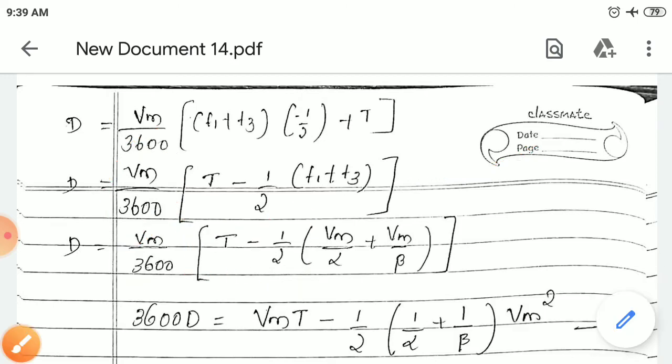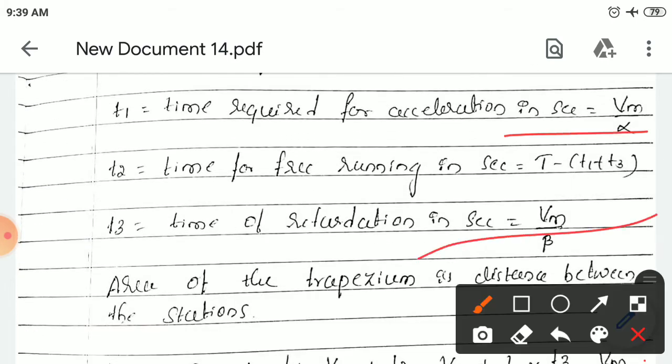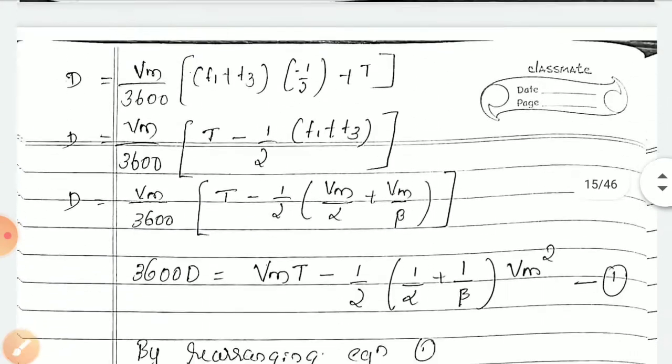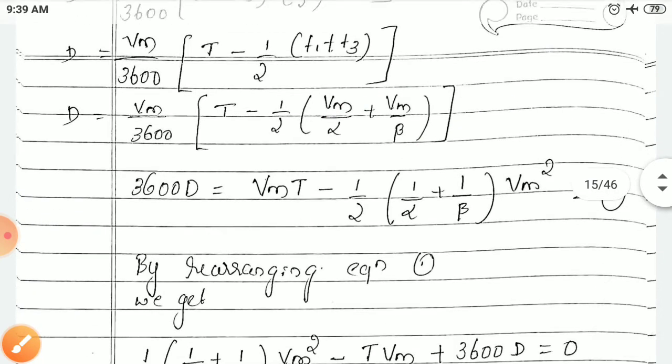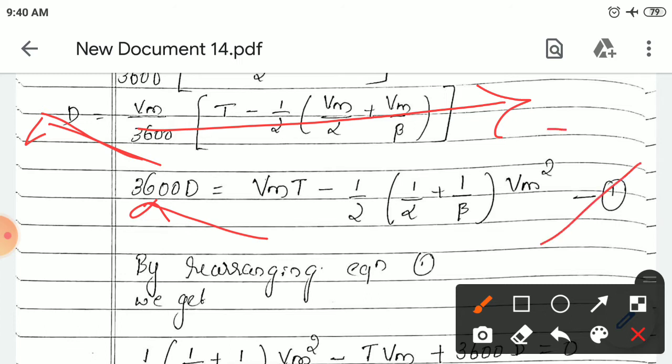is, from the assumptions here, T1 is Vm by alpha and T2 is Vm by beta. Substitute those values here. Now take 3600 to this side, so 3600D is equal to, you multiply Vm inside the bracket, so Vm into T minus 1 by 2, Vm you take outside, so 1 by alpha plus 1 by beta, Vm into Vm, so Vm square. Call it equation number 1.